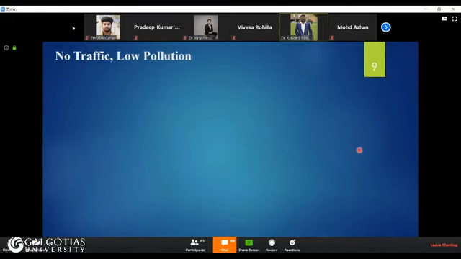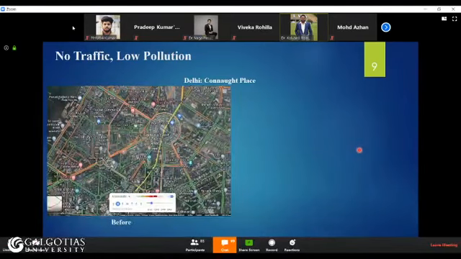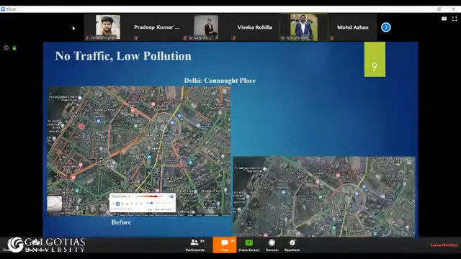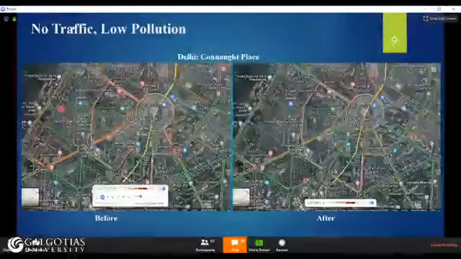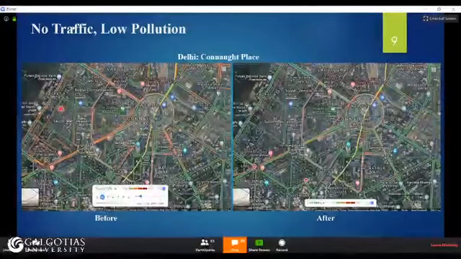You can see here, this is Delhi, one of the famous places, Connaught Place. You can see the traffic here completely scattered in orange, red, and dark red. So this is before lockdown. You can immediately see after lockdown the drastic change observed in one of the busiest places in the country, Connaught Place. You can see almost all green lines.